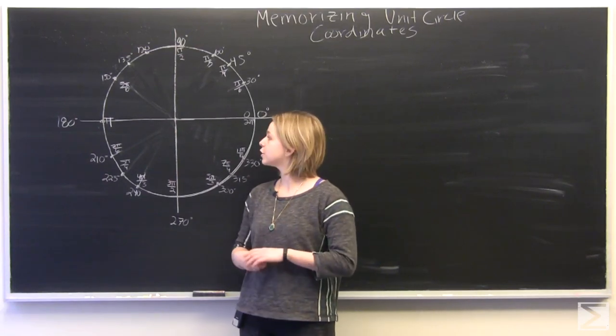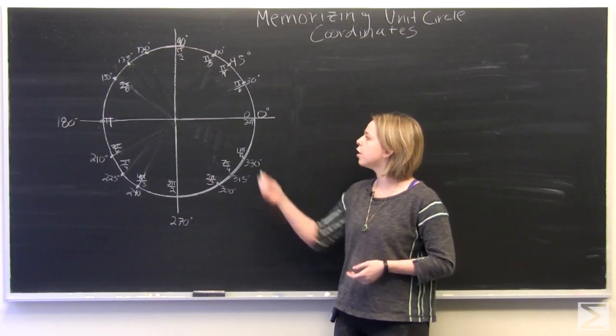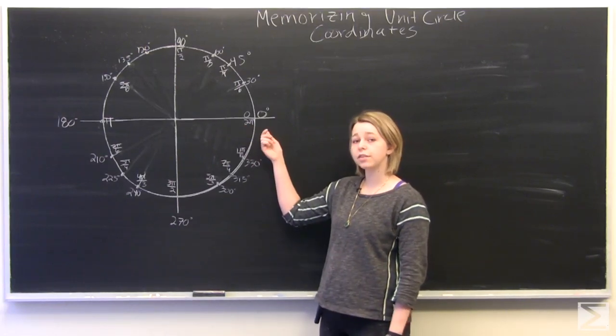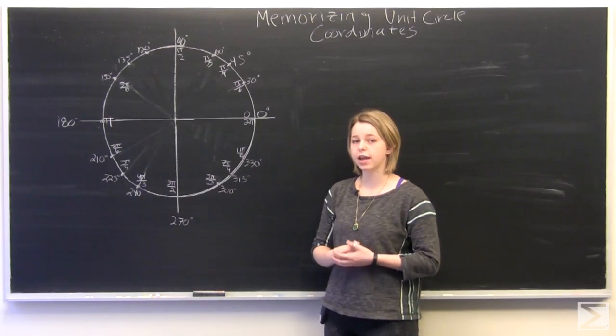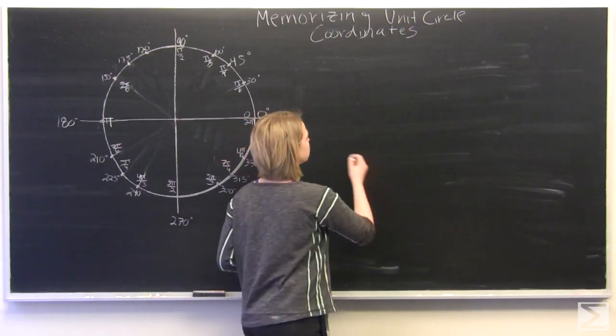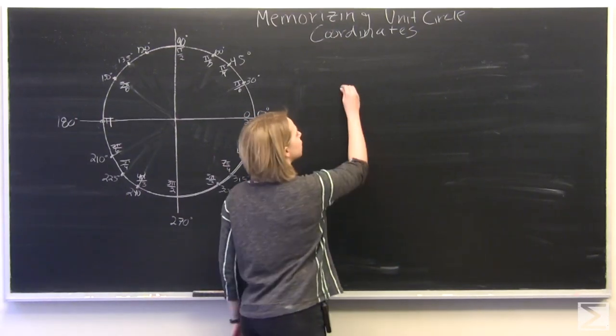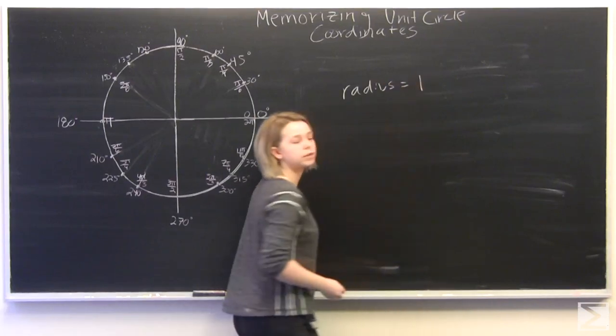So in order to quickly memorize this, I'm going to assume that you know the angles of the unit circle in both degrees and radians already. And now I'm going to define a couple of quick facts. So we know that the radius of our circle equals 1.